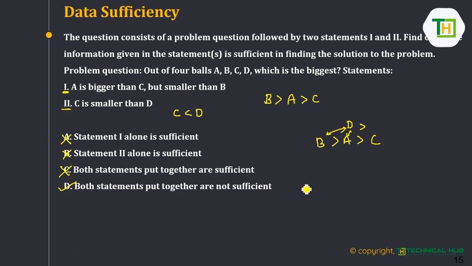If you observe this, B is greater than A, A is greater than C, and D is greater than C. This is the information given in both the statements. C is the smallest of all, that I can understand, but I want to find the biggest. I don't know whether it is B or D. Definitely A cannot be the biggest, because I already know A is smaller than B. Among B and D, I still didn't get clarity. That is why I cannot answer the question even after putting both the statements together. So it will be option 4.